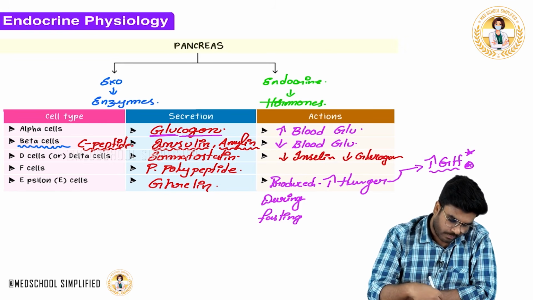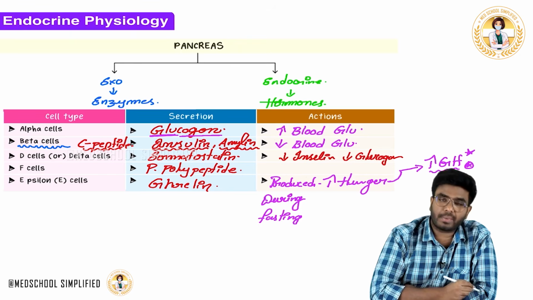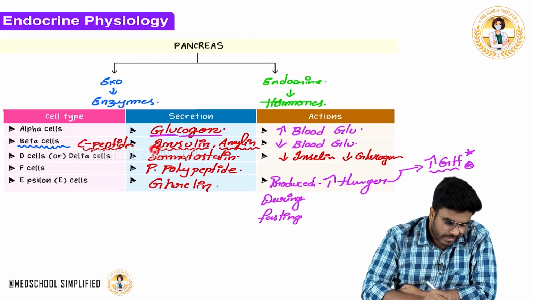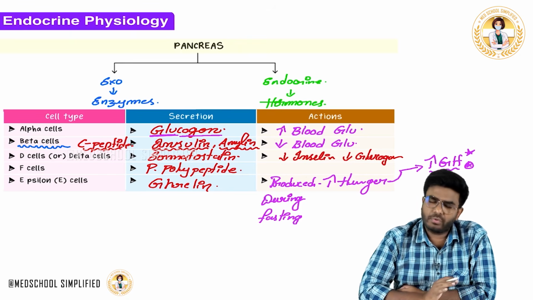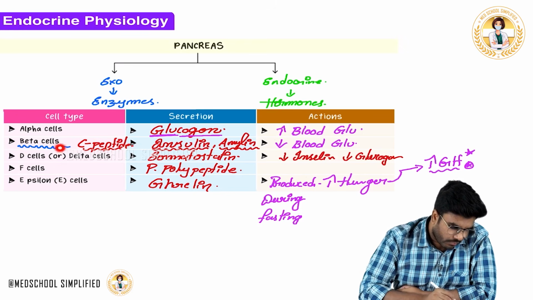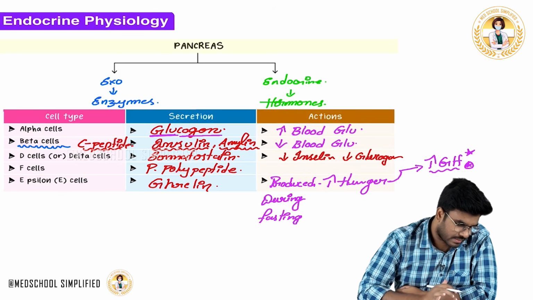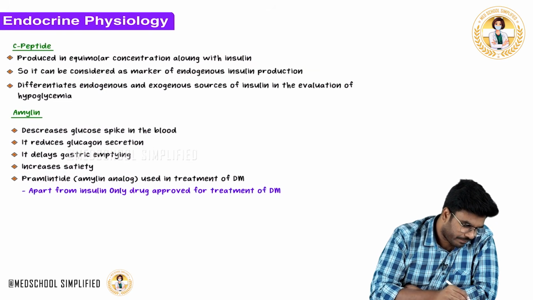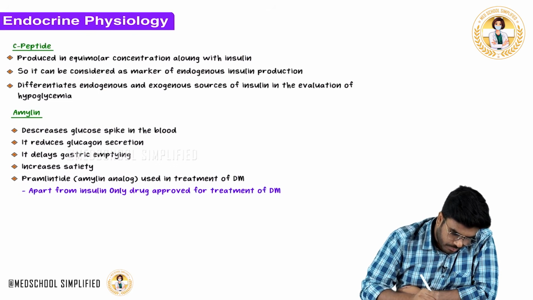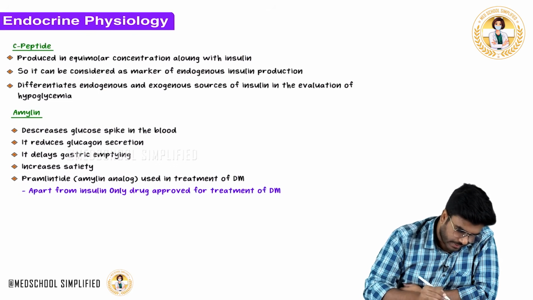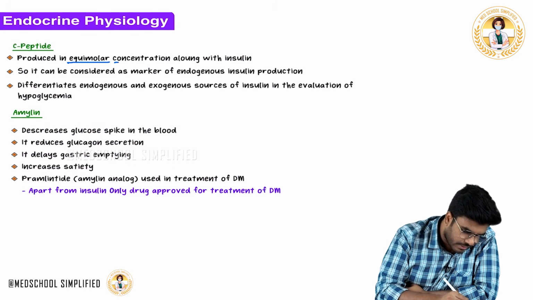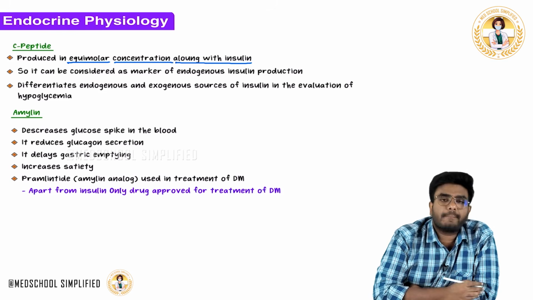Now let's talk about important points about this C-peptide. Most students know the actions of insulin, how insulin functions. Now what about this C-peptide and this amylin? See this C-peptide, it is produced in equimolar concentration along with the insulin.